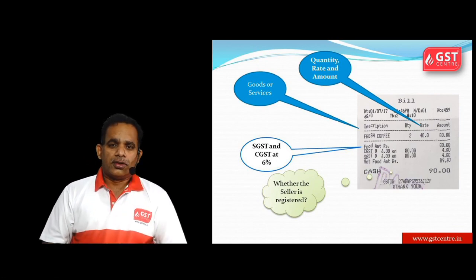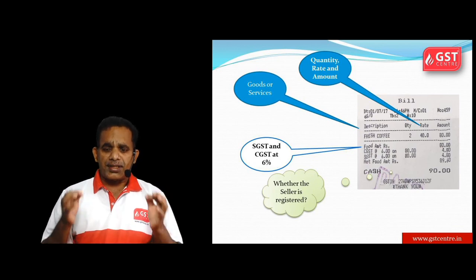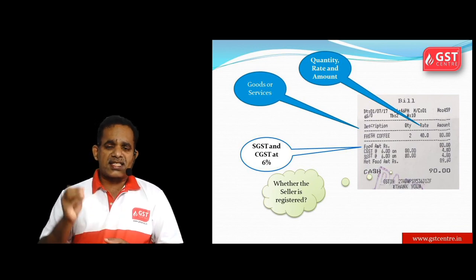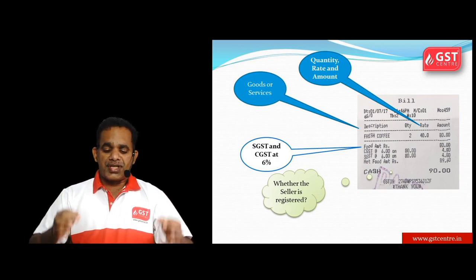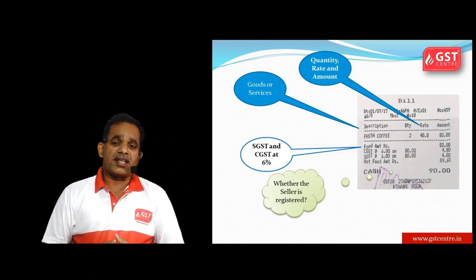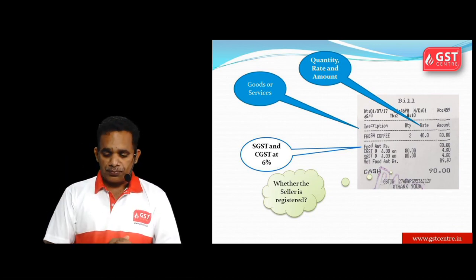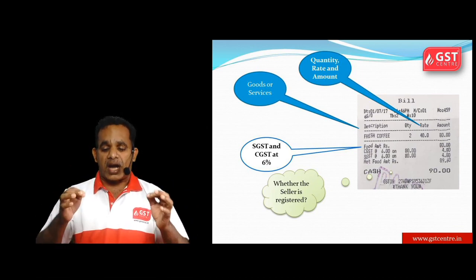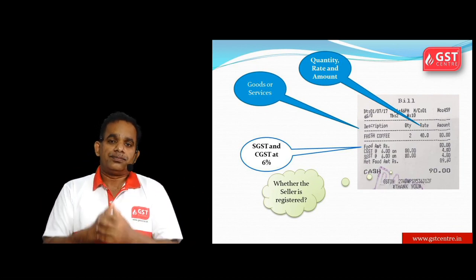Suppose I had gone with my friend to have a coffee in a hotel. The coffee rate is 40 rupees. We had taken 2 coffees together. So the taxable value is 80 rupees. On this taxable value, GST will be charged, that is at 12%. So 6% CGST and 6% SGST will be charged. So it comes to 4.80 each. The total invoice value is 89.60, that is rounded off to 90 rupees. So this is the concept of a bill.